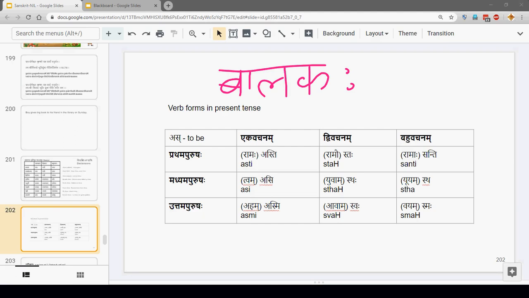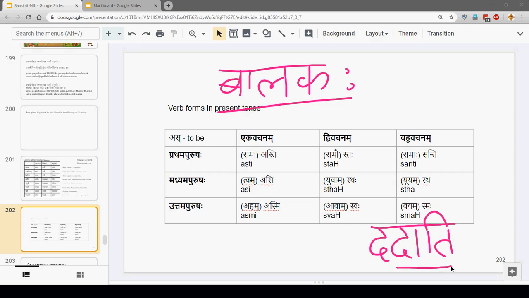And according to the subject, we use the number of the verb also. Because Balaka is singular, we have to use the singular form of the action, because the number of the verb has to match the number of the subject. So we use, for example, dadati. Dadati we used because that is the ekavachanam, singular form of the verb.